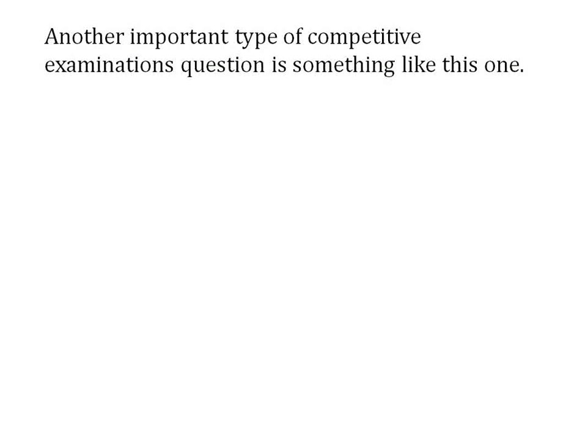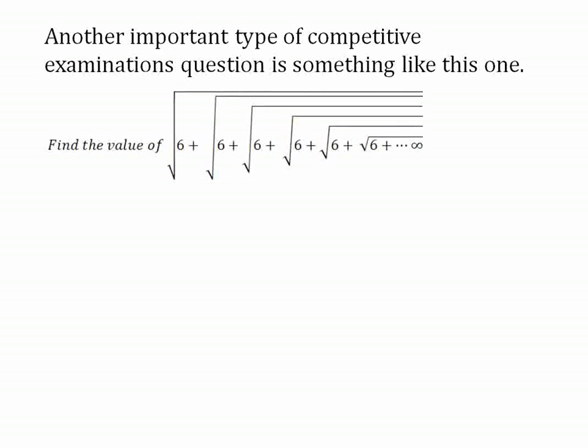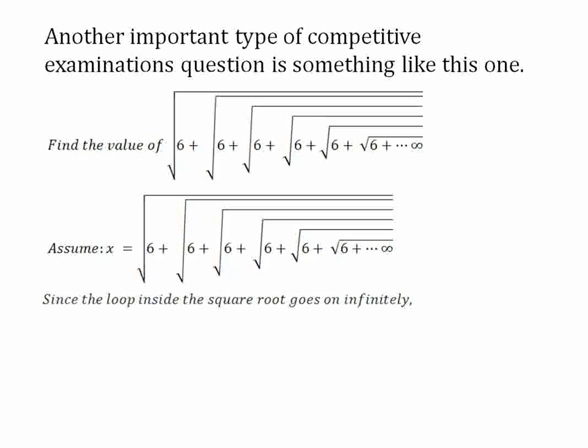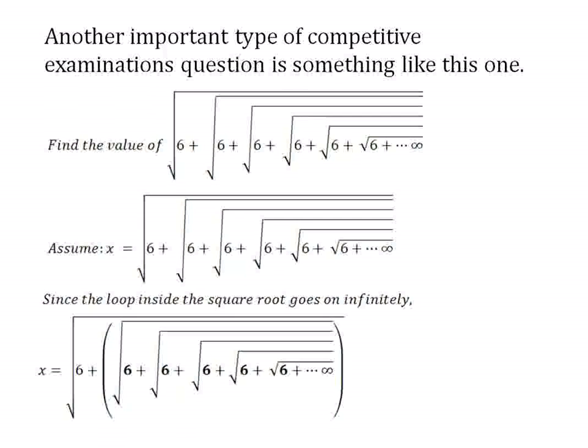Another important type of competitive examinations question is something like this one. Find the value of square root of 6 plus square root of 6 plus square root of 6, and the loop keeps going on and on. To solve this kind of a question, assume that the entire square root is equal to some quantity x. Since the loop inside the square root goes on infinitely, the quantity which is bold and inside brackets will also be equal to x itself. So we can infer that x is equal to square root of 6 plus x itself.